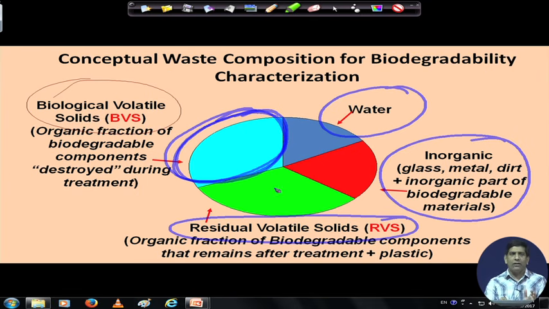And then the green part at the bottom is what is known as the residual volatile solids. This is also an organic fraction, but it does not degrade, because it's a biological reaction. The biological reaction works based on the microbes, which microbes are present, and what types of microbes. Microbes have certain limitations as well: certain very high molecular weight compounds, with a lot of bonds, or highly stable compounds, those microbes cannot degrade. So although it's there, it will not degrade. That's the organic fraction of the biodegradable component that remains after treatment.